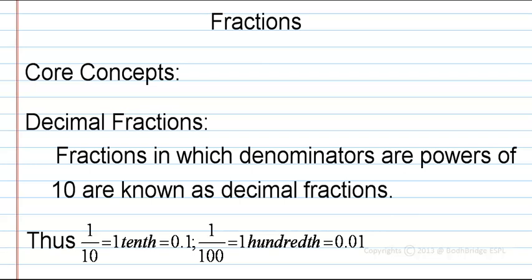So the fractions in which denominators are power of 10 are known as decimal fractions. In the given example, you will understand. 1 by 10, so the denominator is a power of 10. 1 by 10, written as 1/10, is equal to 0.1. 1/100, this is also a power of 10, is equal to 0.01. This is the decimal fraction, where the answer will be in the form of decimal.